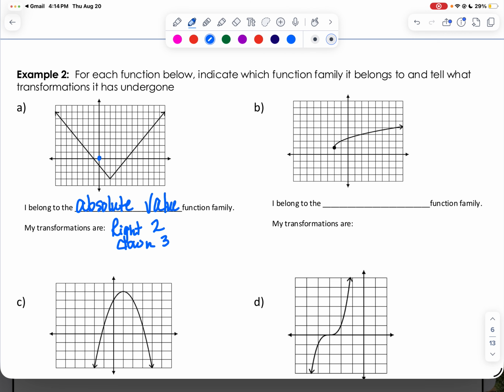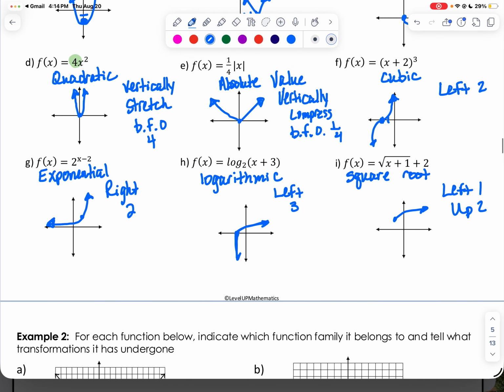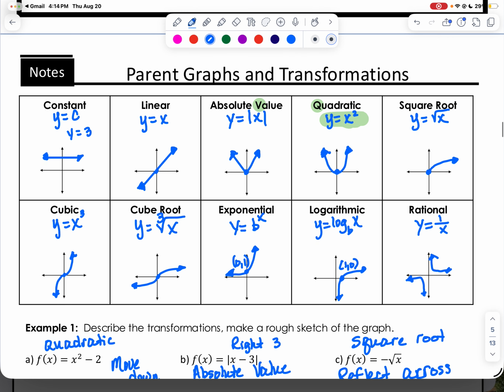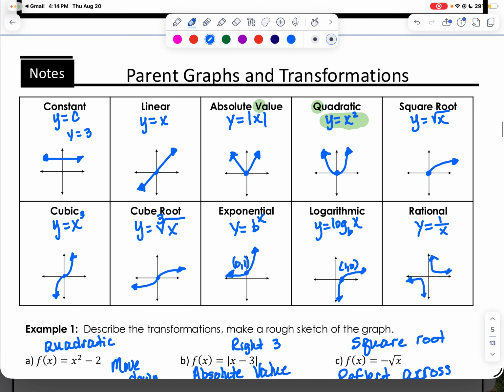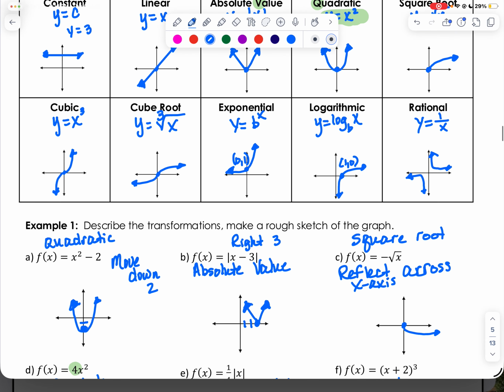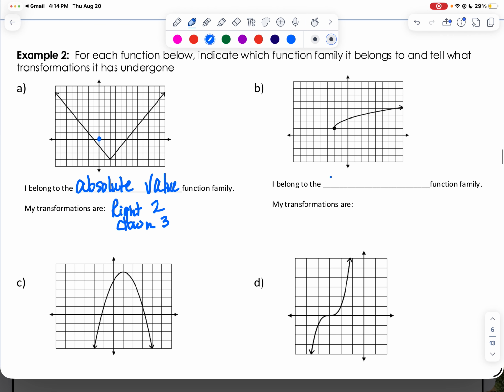B. Now I want you to look at the shape of the graph in problem B. Then go up to your cheat sheet and see if you can figure out which parent function this function belongs to. All right. Hopefully you said that this function belongs to the square root function family. The parent function has a vertex at 0, 0. So this graph has been moved left 2 and up 1.